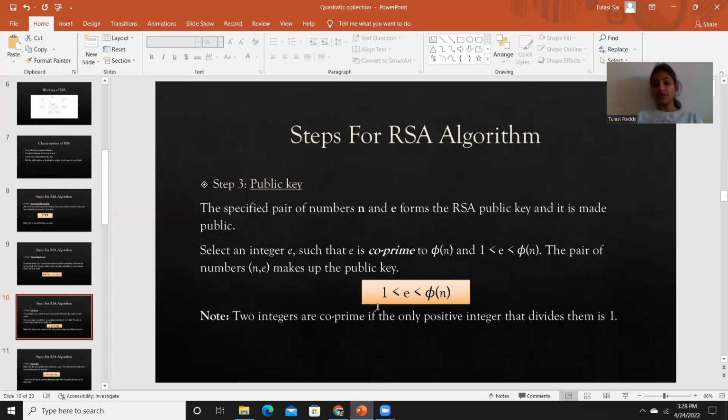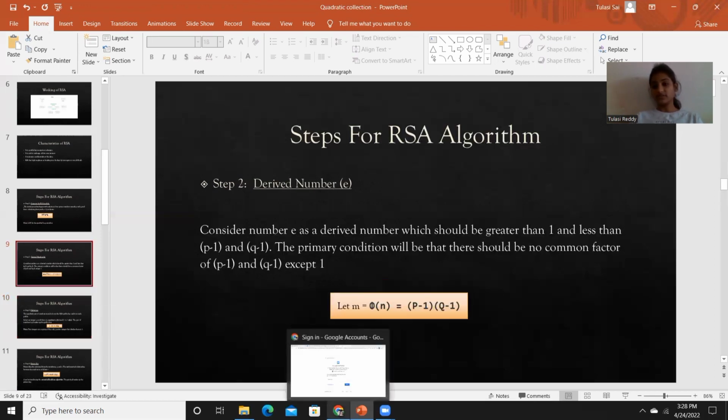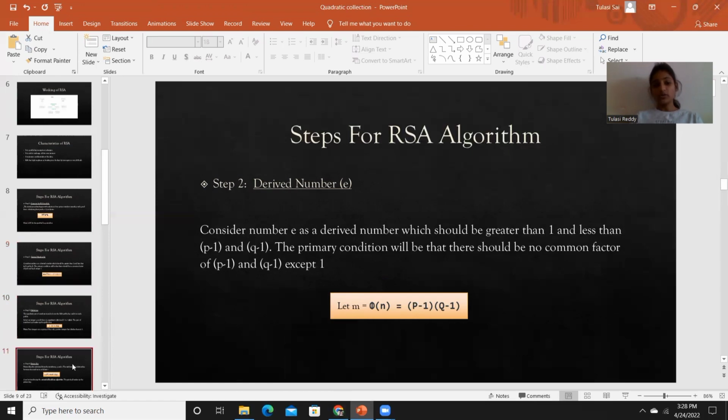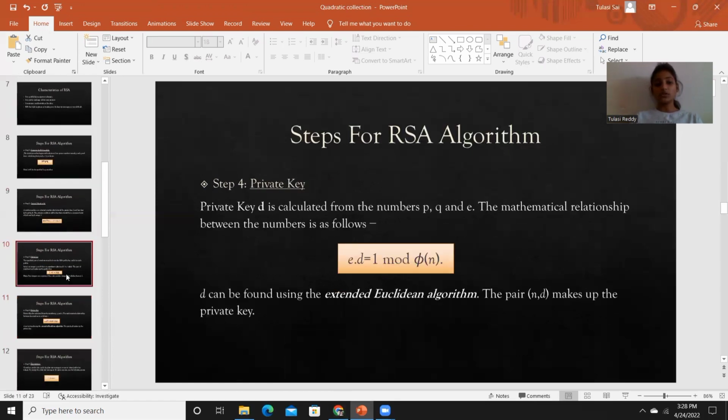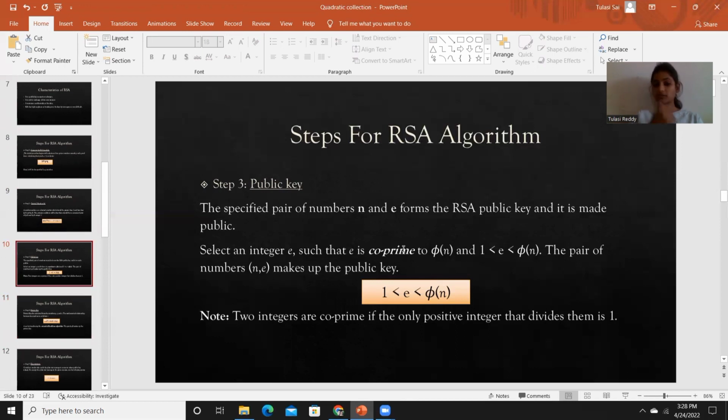The third step comes after we have found the value of m in the second step, that is, p minus 1 and q minus 1. So now we will learn about the third step, which is about the public key. The condition for the third step is 1 less than e less than psi of n. Note 2: here we have to note the condition that two integers are coprime if the only positive integer that divides them is 1. This is the note point of the third step.